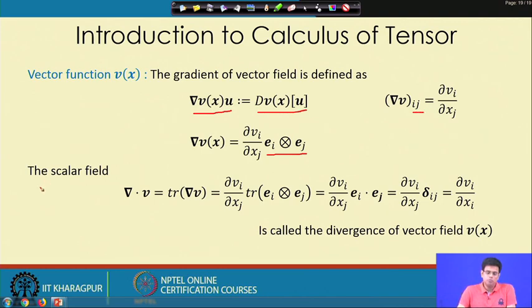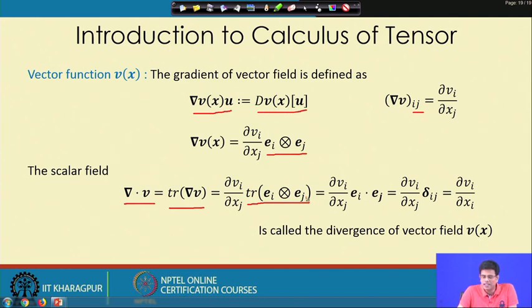Now, another important quantity that probably all of us know is divergence. How is the divergence defined? We know that del dot V is the divergence of V, which is essentially the trace of the gradient. If I write it in component form, del V i del of x j is essentially the trace of e i e j.